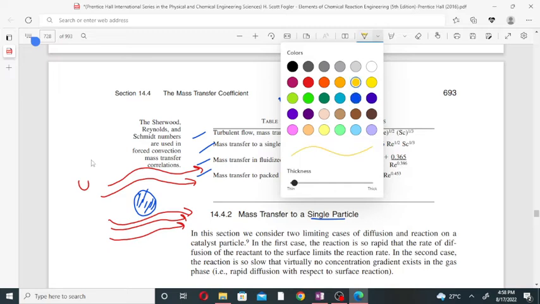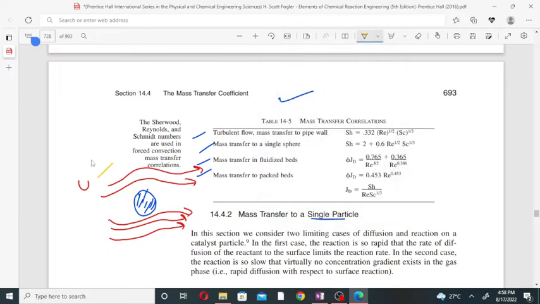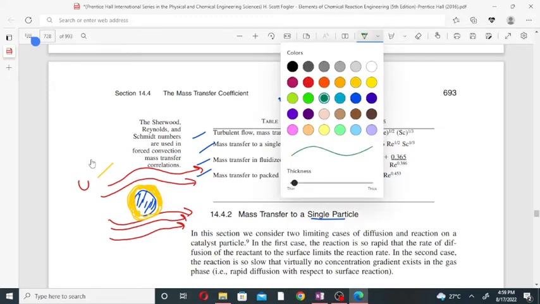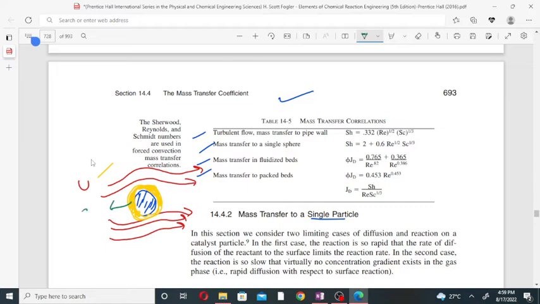So this is the fluid, this is the catalyst particle, and suppose there is some hydrodynamic boundary layer around the catalyst particle. If fluid is flowing around a catalyst particle, then the fluid will form a boundary layer around it. This yellow layer is called the hydrodynamic boundary layer. The thickness of the hydrodynamic boundary layer is theta.